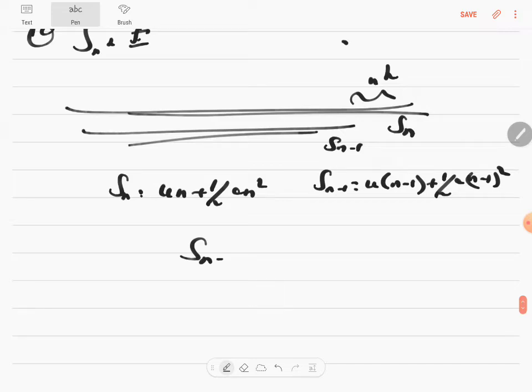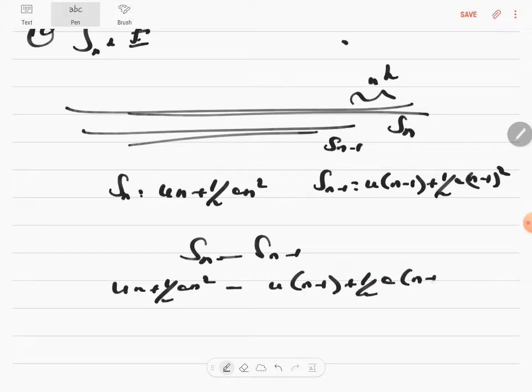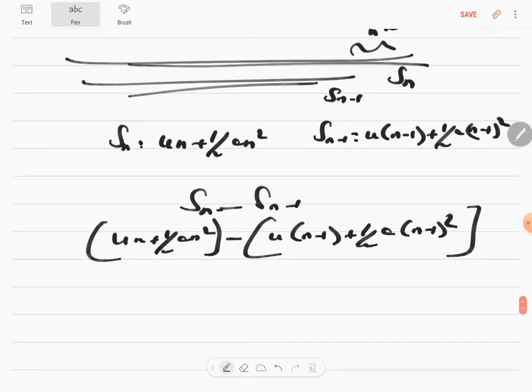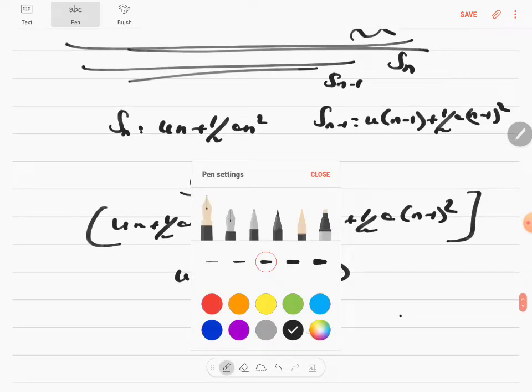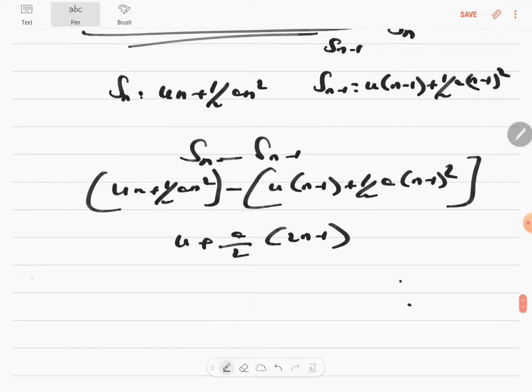Sn minus Sn minus 1 is un plus half a n square minus u into n minus 1 plus half a, n minus 1 the whole square. You just put a bracket and solve it. It's there in my previous video, the rough video that I have made. You get the final answer to be u plus a by 2 into 2n minus 1 while doing this. I am sure you all can look at the video and learn that derivation. Let's go to part B of the sum. This is just part A.